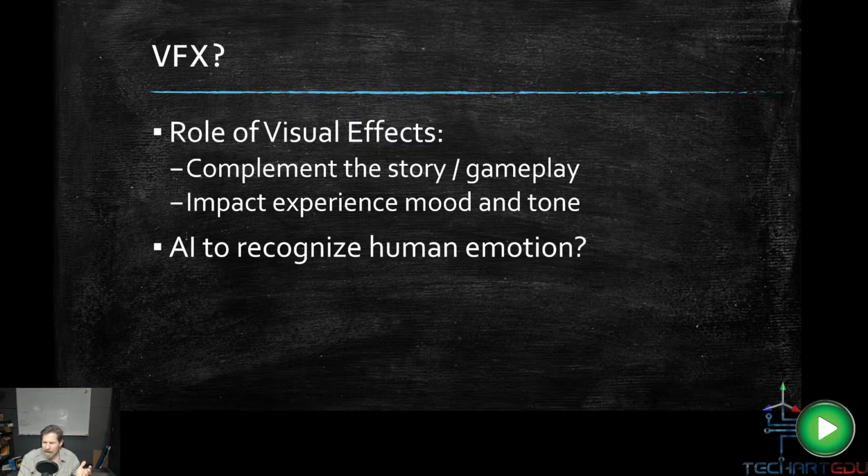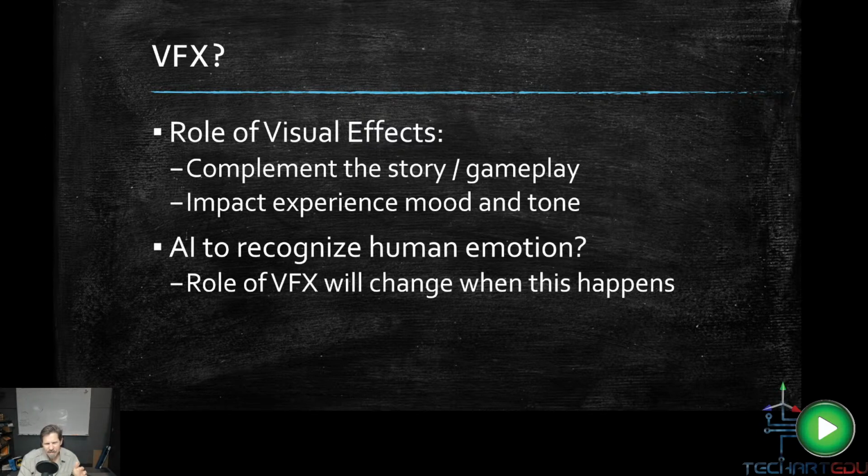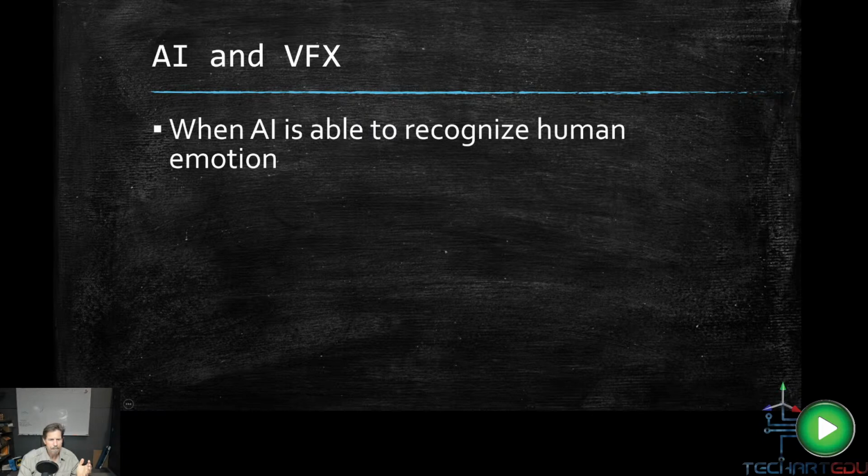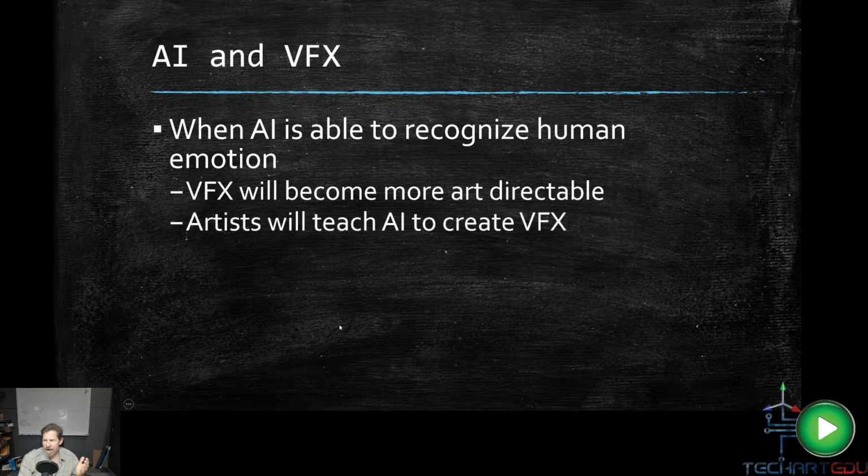Well, I don't know how long this is going to take for the AI to evolve towards understanding human emotion and interpreting it. But when that does happen, what's going to happen is that the visual effects artists are not going to create visual effects. The AI is going to start doing that. But the visual effects are going to become easier to control. The interfaces are going to be easier to manipulate.